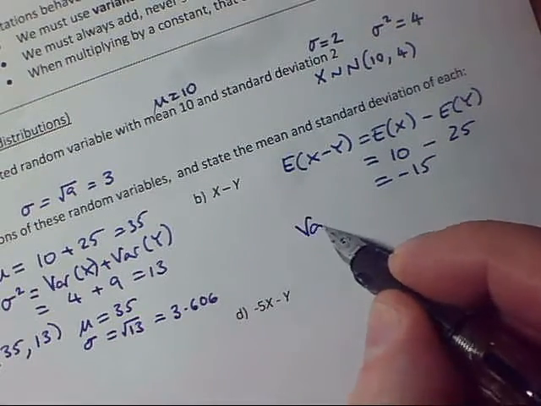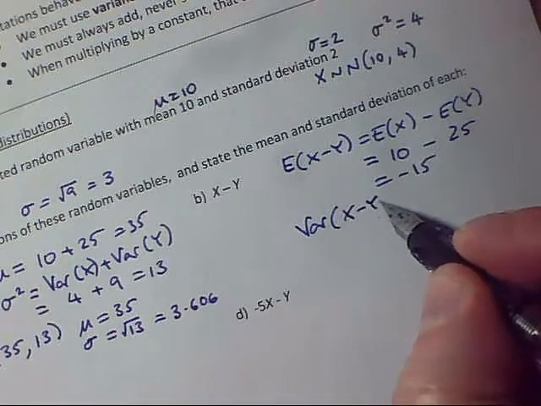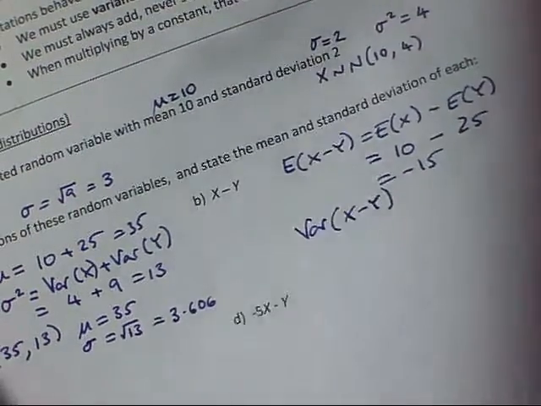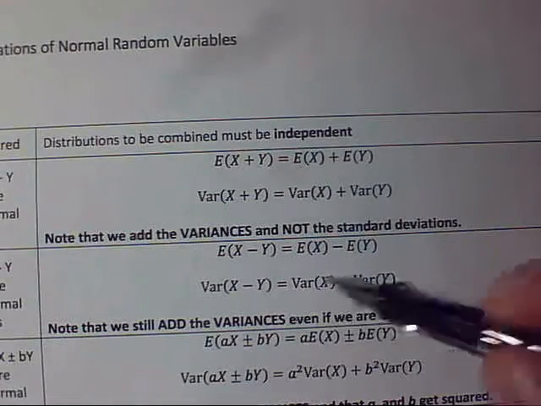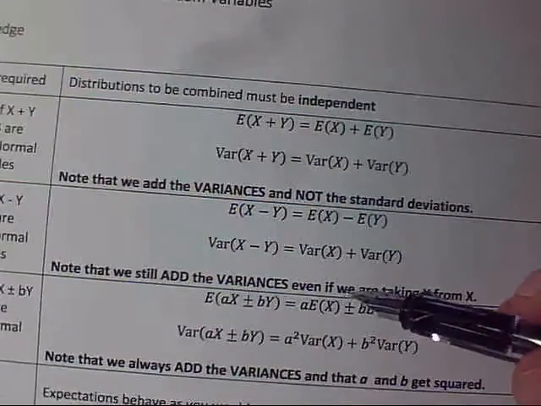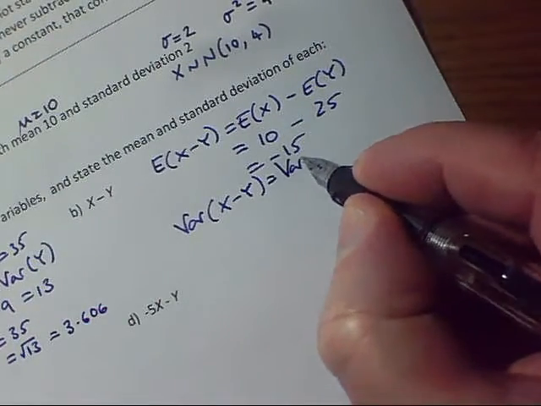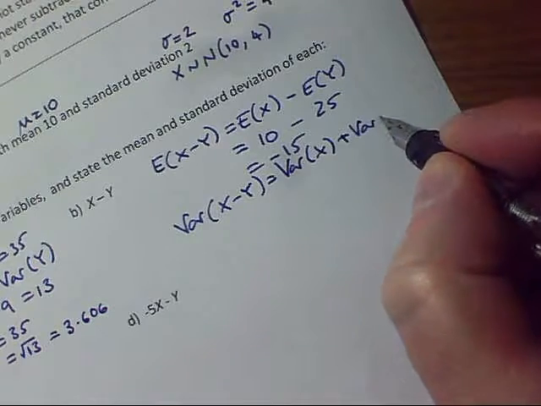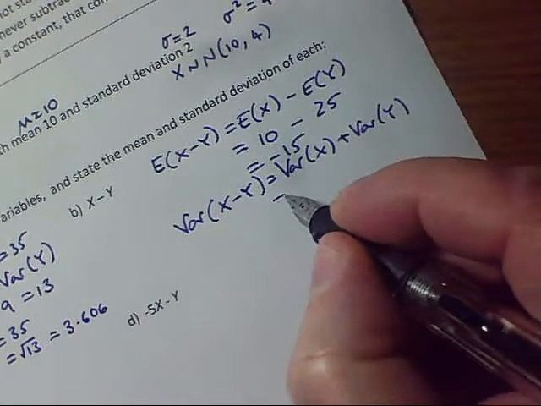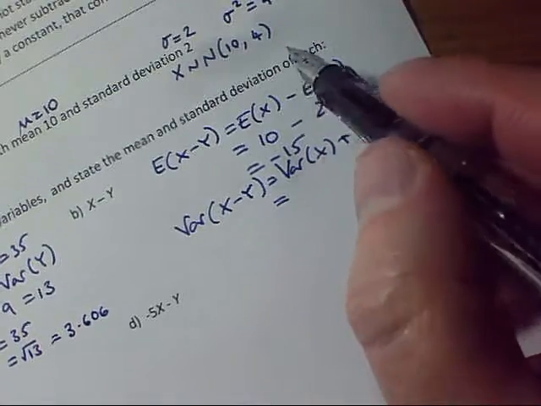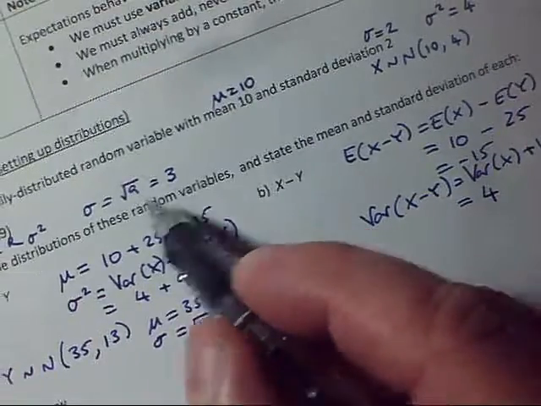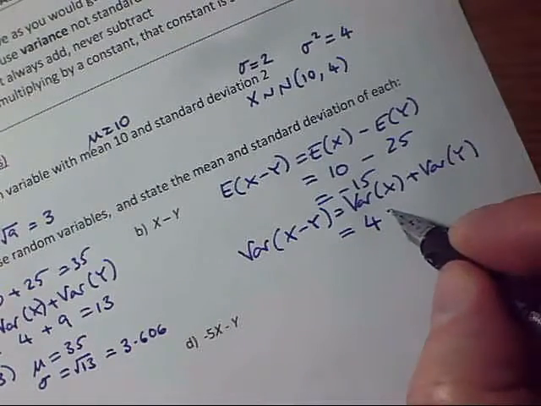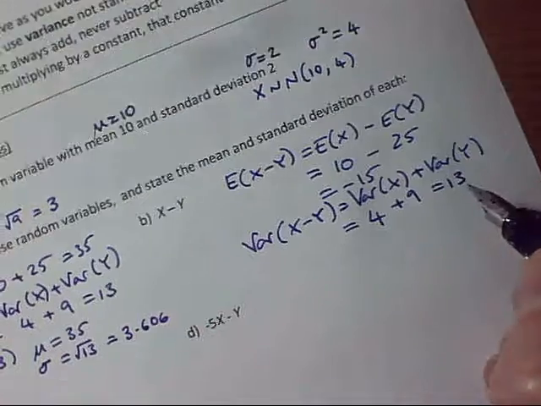Okay, and the variance of x minus y. So this is a tricky one. Variance doesn't always act the way you expect. When you subtract random variables, you add their variances. So for the variance of x minus y, I actually have to add these two variances. So I need to do the variance of x plus the variance of y. The variance of x was this 4, the variance of y was not that 3, it was that 9. So it's 4 plus 9, which is 13, same answer as last time.